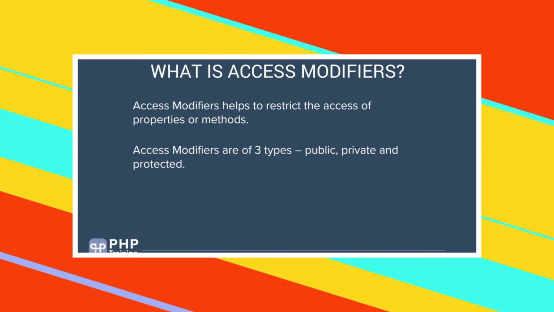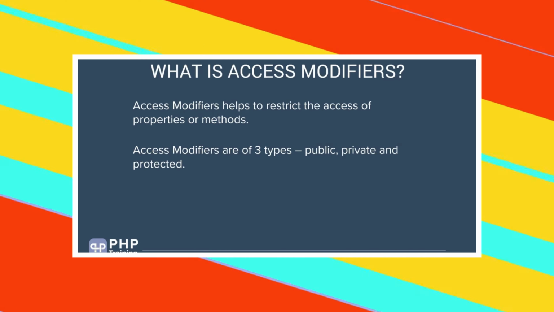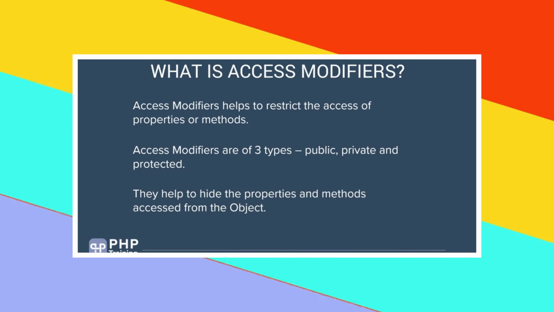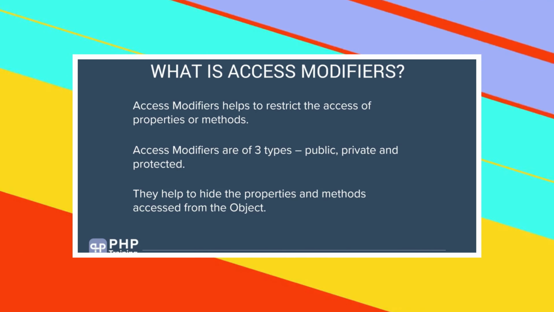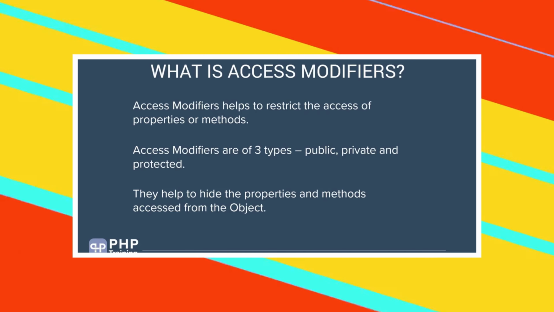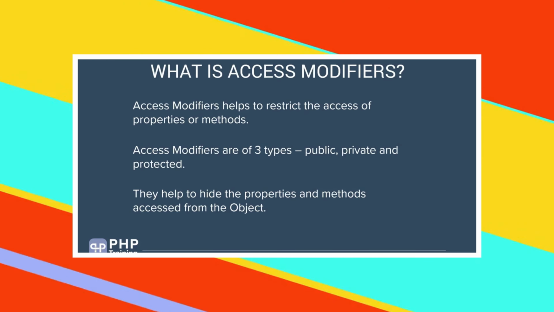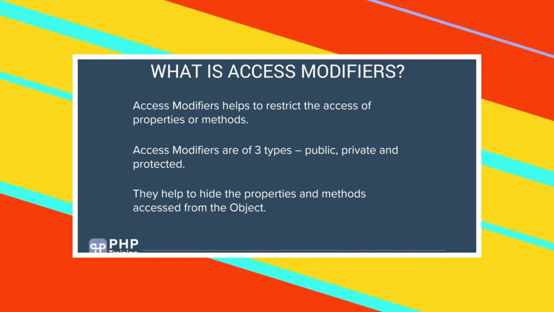So this is basically some kind of security that you are adding, and you're also hiding some of the features that can be accessed from the object. Well, that is the main purpose of access modifiers. They help to hide the property and the method accessed from the object. Once you define anything as public, it can be accessed via the object. Once you define anything as private, you cannot access it via the object.